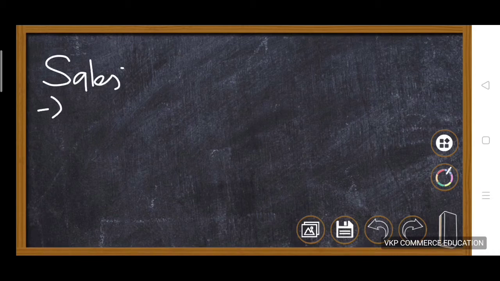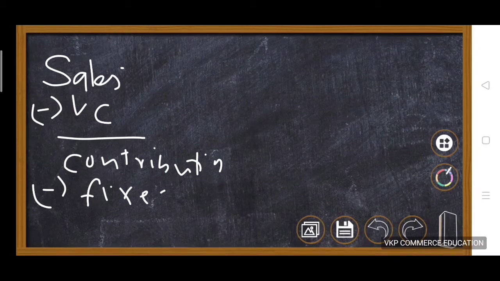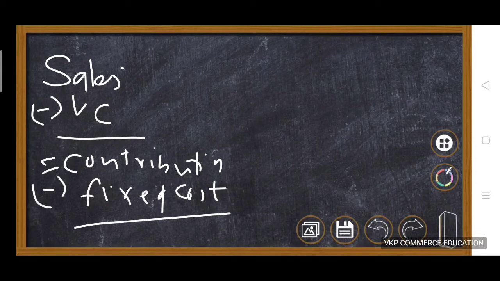Now let us verify the same with the marginal cost statement or marginal costing equations. Already we know that there is an equation: sales minus variable cost is equal to contribution. Then again, less fixed cost from the contribution, we will get profit.